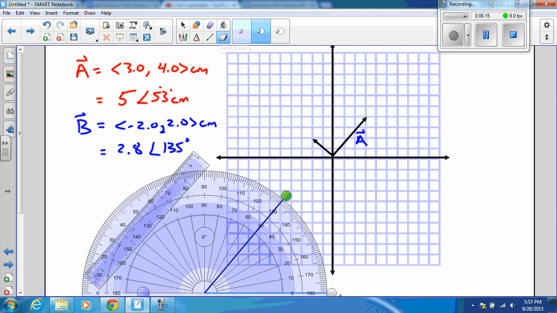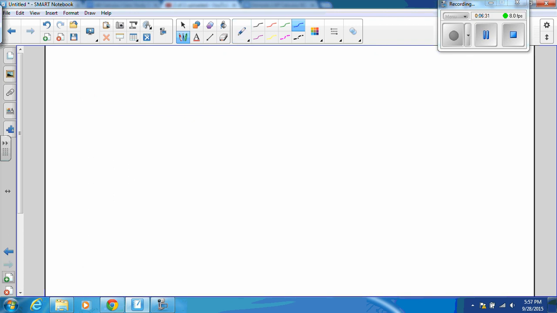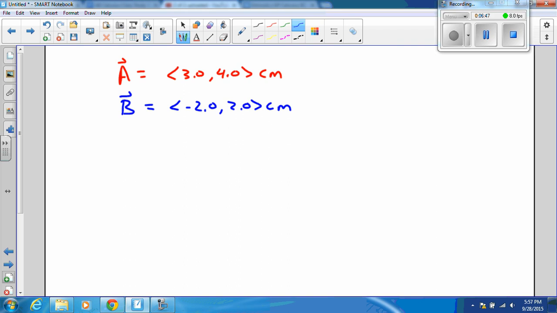So there are our two vectors, A and B. Let me mark them. Let's mark A in red, since it's already in red over here, and let's mark the vector B right there. Okay, so let's come back now to adding, subtracting, and scalar multiplying. Given our two vectors, A and B, we would like to add them first.